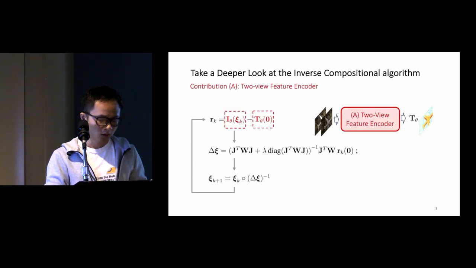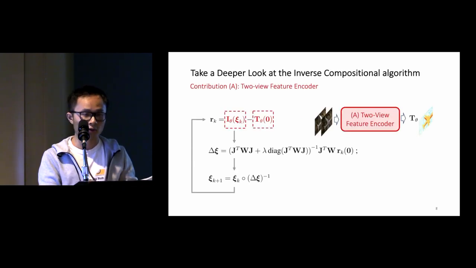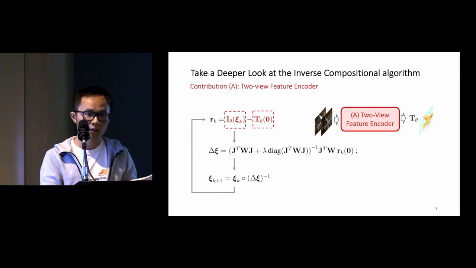First, we propose a two-view feature encoder network. It learns the feature space for the residual evaluation. The learned feature also makes the resulting Jacobian more informative.